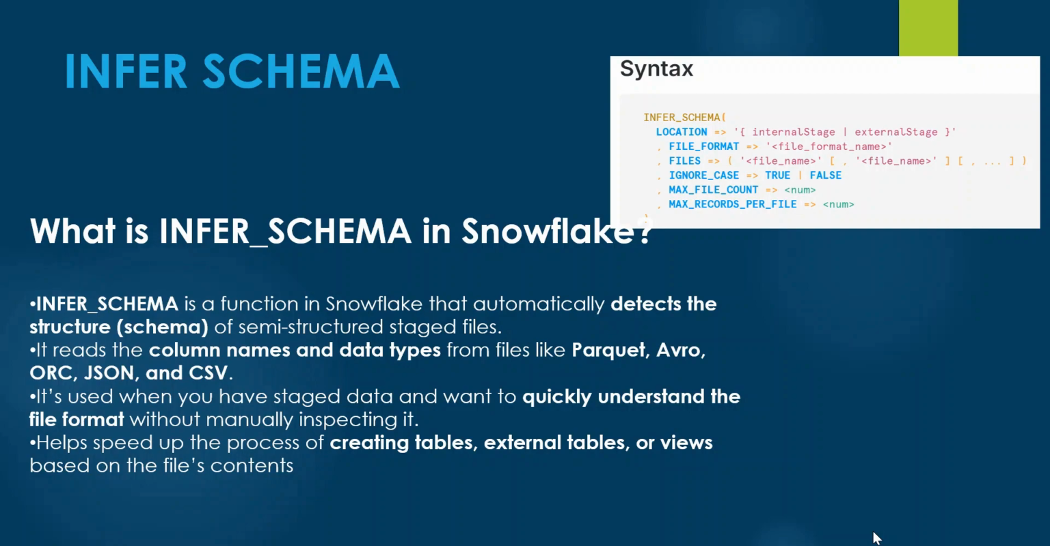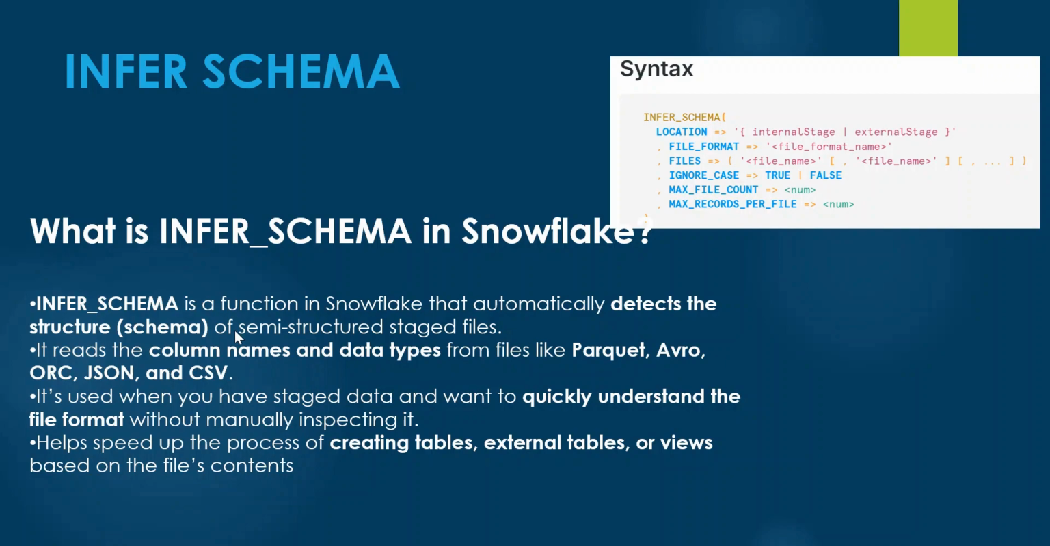So Infer Schema, as the name suggests, is a function which automatically detects the structure of semi-structured files. It supports CSV, JSON, Avro, ORC, and Parquet. I guess it doesn't accept XML as of now. It's used when you have staged data. That means if I have my data in my internal or external stages, but one note: this doesn't work on table stages.